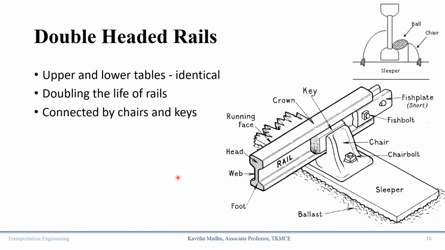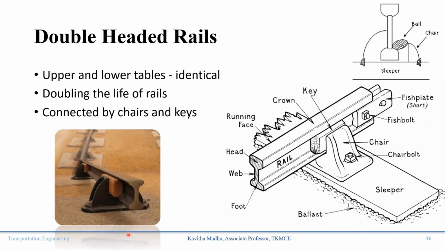In order to connect double-headed rails to the sleeper, a special arrangement is required, which is known as a chair. You can see here, this one is what is known as a chair, and in order to fix the rail to the chair, a key has to be fixed between them.